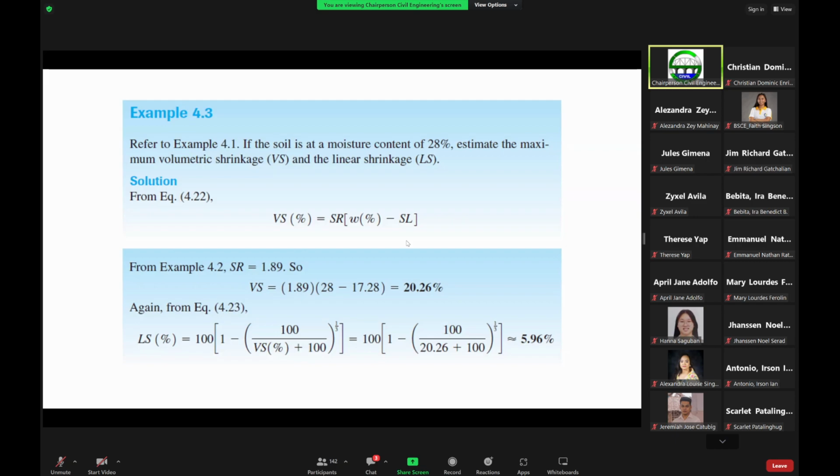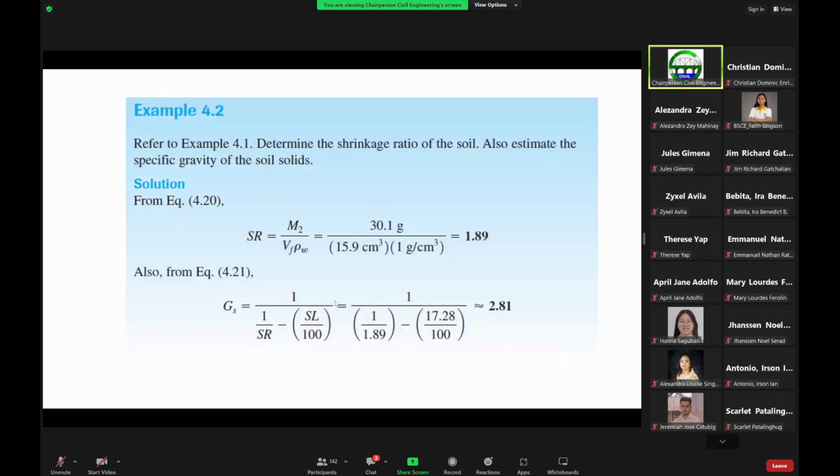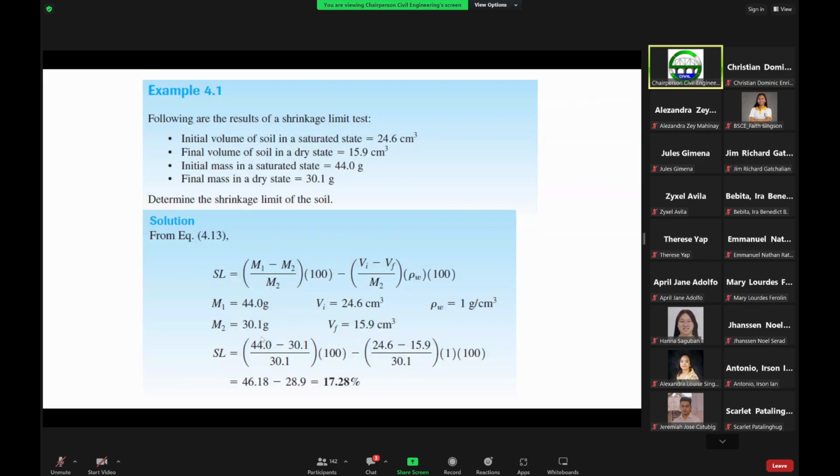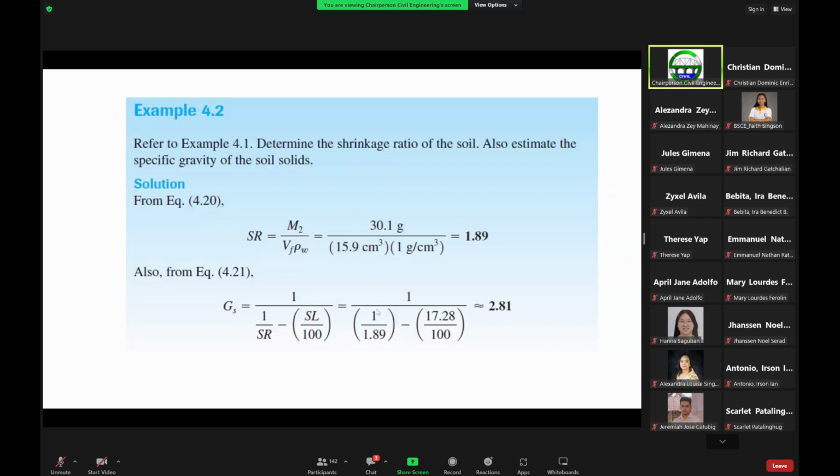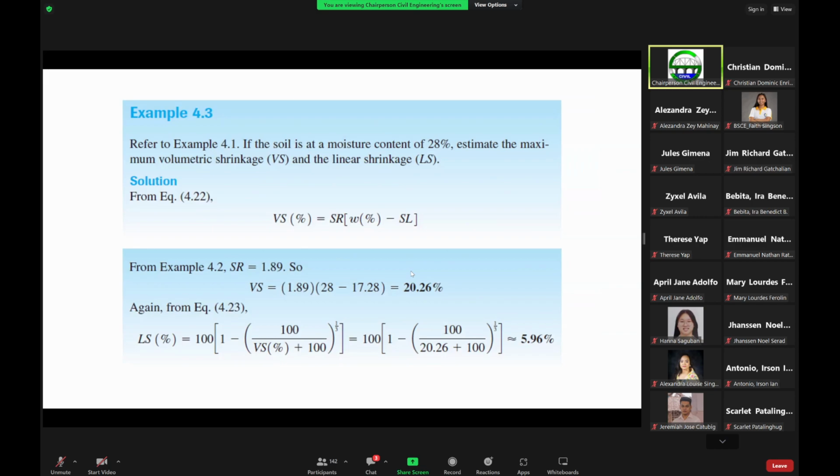So that means from the initial mass and initial volume to the final mass and the final volume, the volumetric shrinkage, assuming a moisture content of 28%, is about 20%. This is around 20% from the initial volume.